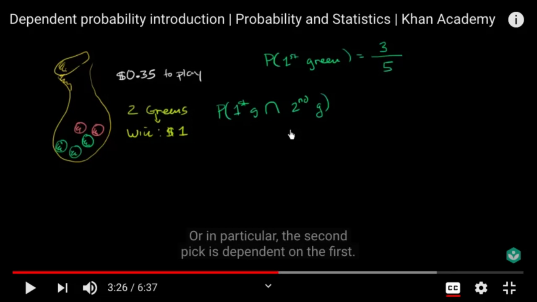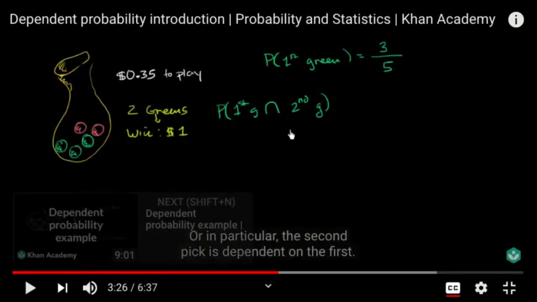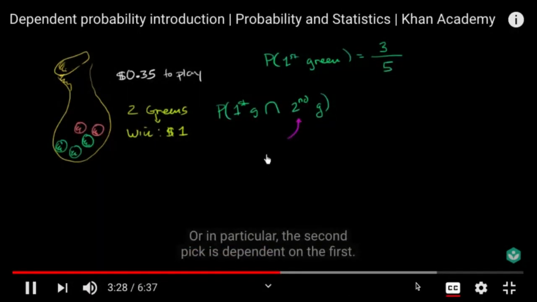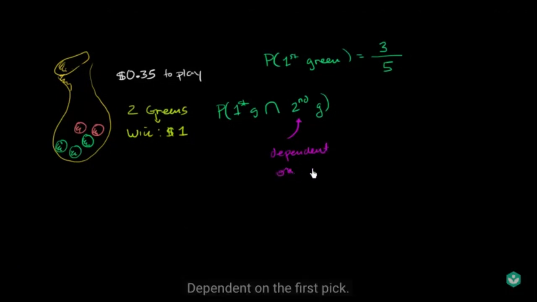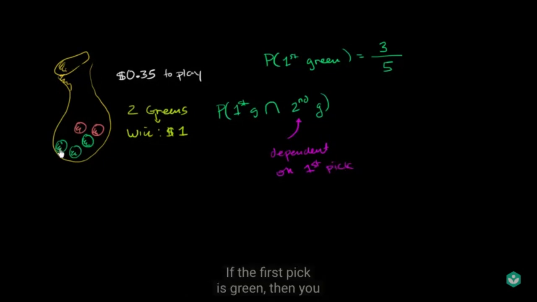It's not if the first event occurs or the second event occurs. That is a different probability. So these are dependent. The second pick is dependent on the first pick. If the first pick is green, then you don't have 3 green marbles in a bag of 5. If the first pick is green, you now have 2 green marbles in a bag of 4.